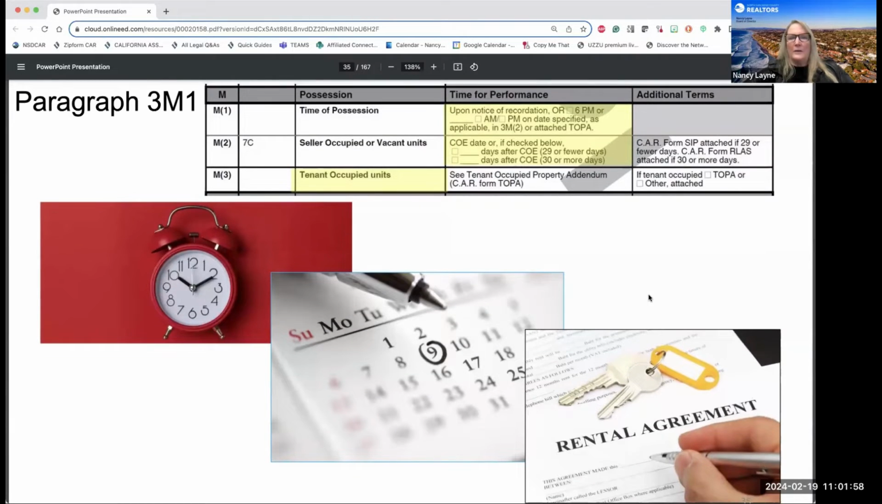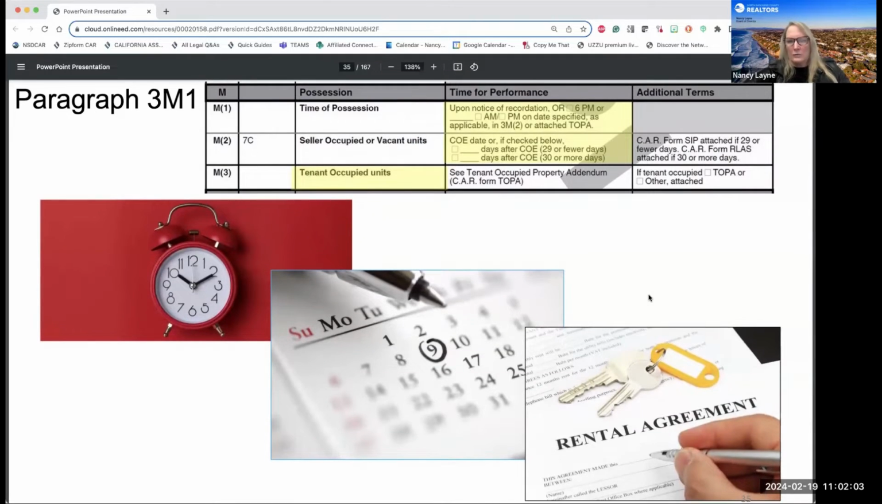If you have seller rent back, which technically some of them aren't rent, but we still call it a rent back. The close of escrow date and 29 or fewer days is an SIP. And then if you're going to be 30 days or more, that's actually considered a tenant in the state of California. And that would be a residential lease after sale. And that creates a landlord-tenant agreement. And that requires a little bit more robust clarification. And so the RLAS would be in place in that case.